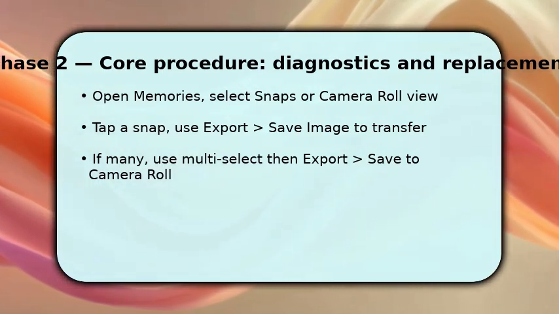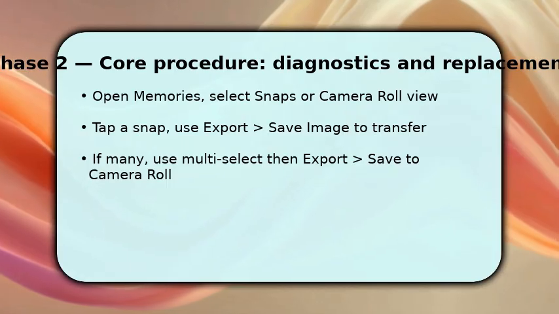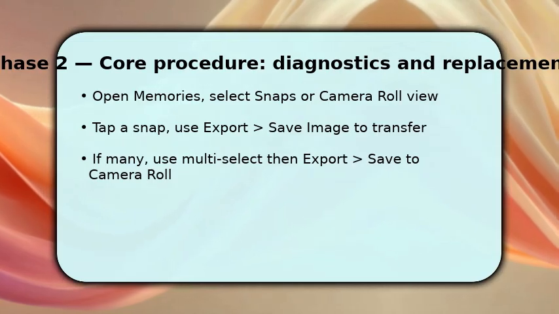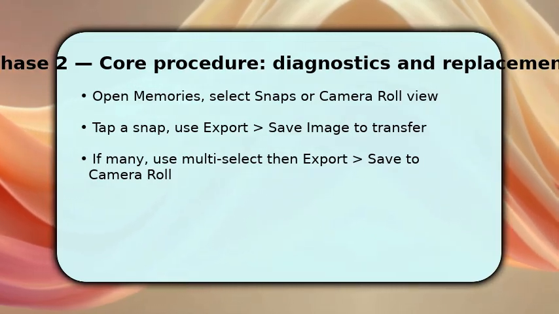This exports snaps including stickers and text flattened as a single image. Make sure to repeat for each batch. If you export many, go in groups to avoid app timeouts or export failure.